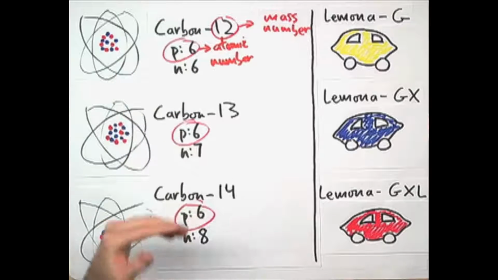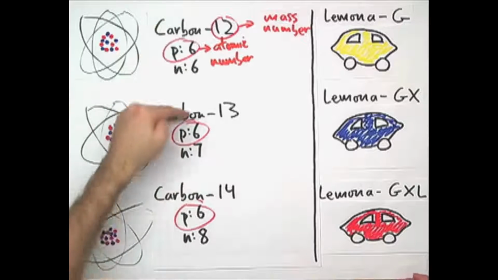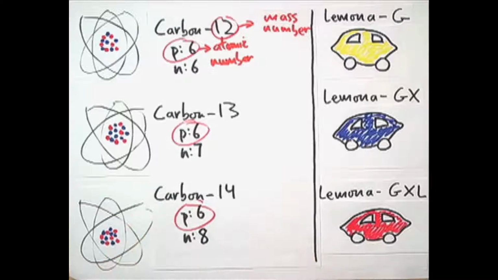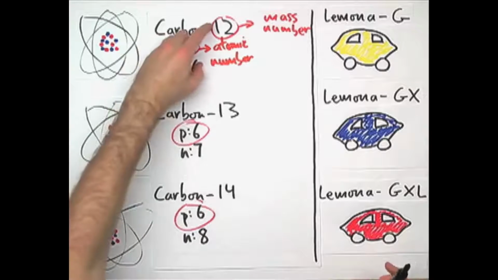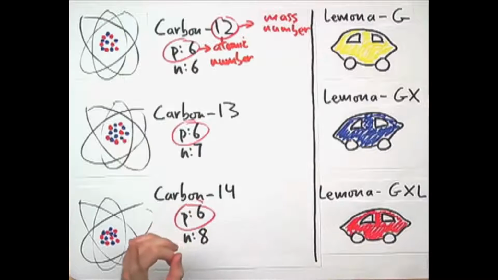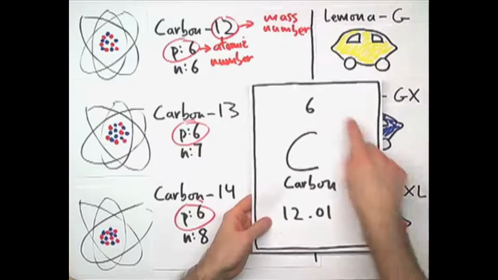There's another way that we sometimes indicate these different isotopes of an atom instead of doing 12 and 13 or 14, and that's by using something called isotope notation. Let me show you how we do that. The way we write carbon 12 or 13 or 14 in isotope notation is we start out with a chemical symbol. If you don't already know that, you can find it on the periodic table.